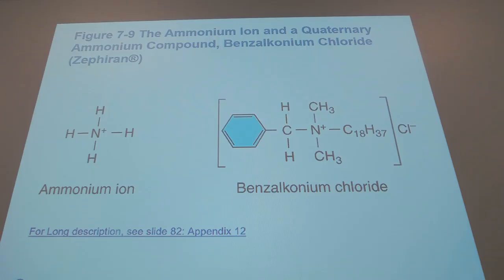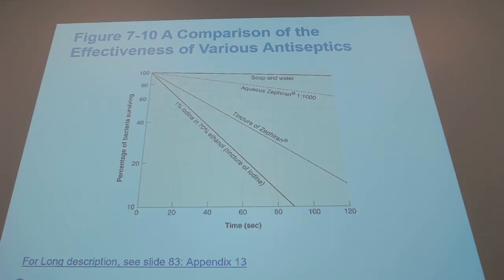So here we have an example of quaternary ammonium. This is benzalkonium chloride, so it has this benzalkonium structure with this chloride in here, and then this is the ammonium ion, which has a positive charge.